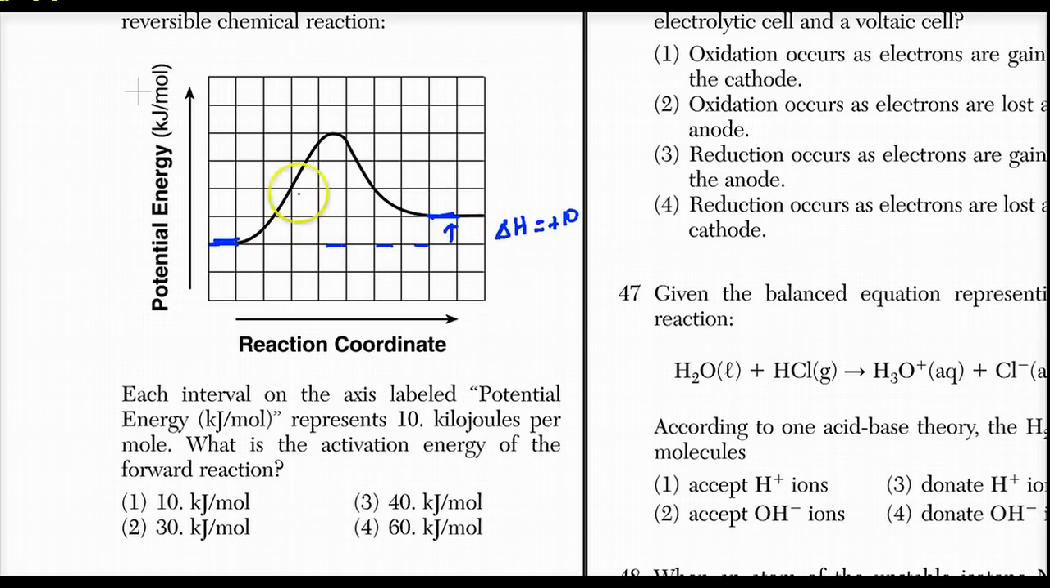In any case, the activation energy for these reactants to become these products, they have to overcome this energy barrier, which is right here. So the activation energy is the energy needed to overcome this barrier. If you want to ride a slide, don't you have to climb the slide to get to the top? Yes. So here's 10, 20, 30, 40. So it's about 40 kilojoules.